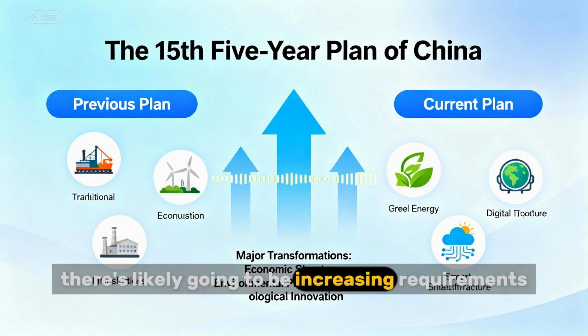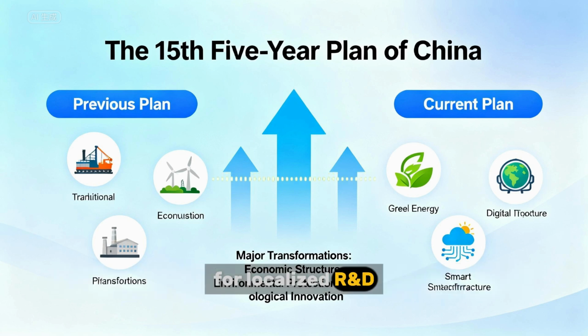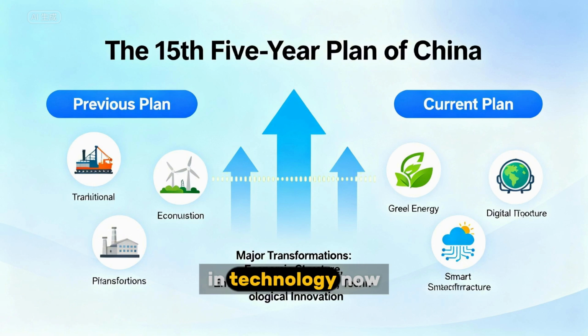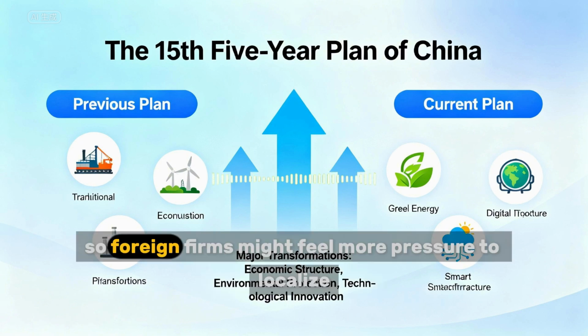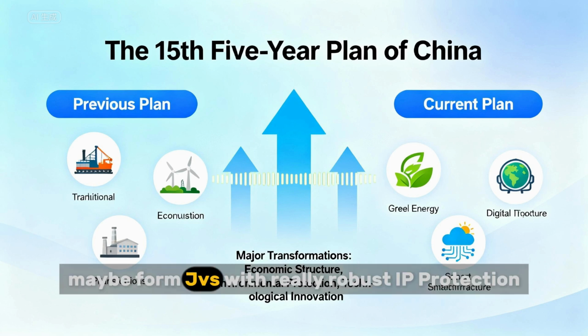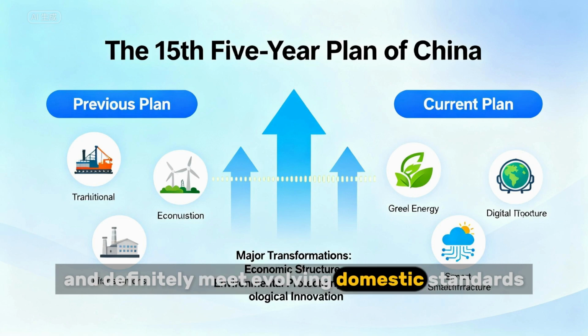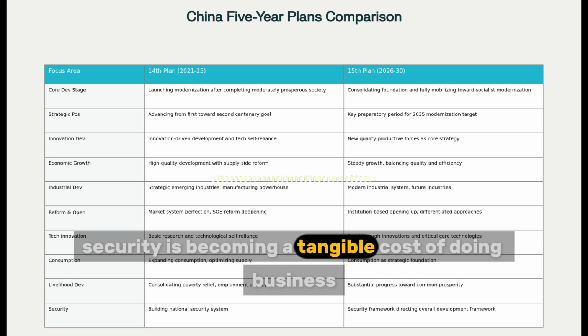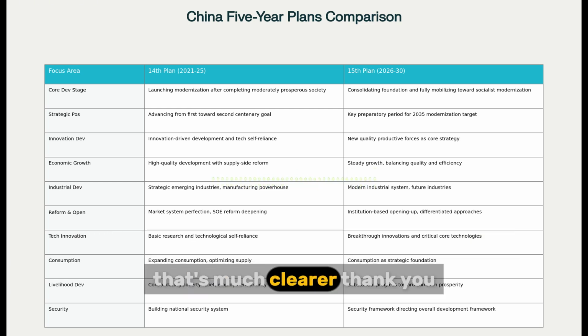There's likely going to be increasing requirements for localized R&D. Security demands a certain level of internal self-sufficiency in technology now. So foreign firms might feel more pressure to localize tech transfer, maybe form JVs with really robust IP protection, and definitely meet evolving domestic standards, especially around information infrastructure. Security is becoming a tangible cost of doing business. That's much clearer, thank you.